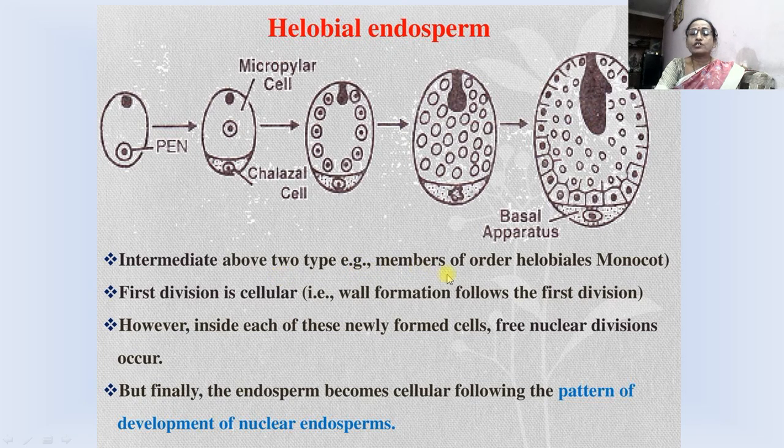Examples are members of the order Helobiales, that is monocots. The name of the order Helobiales itself suggests the presence of helobial endosperm. The first division is cellular, and however each division of this newly formed cell is a free nuclear division. But finally the endosperm becomes cellular following the pattern of development of nuclear endosperm. This is the helobial type.